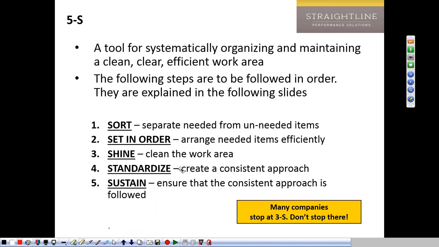What is this? Well, a 5S is a tool for systematically organizing and maintaining a clear, efficient work area. So at a high level, think about your garage. I actually 5S'd my office because it was long overdue last weekend. And I'll tell you, the amount of work that I'm getting done this week is much better. So here's how it works.